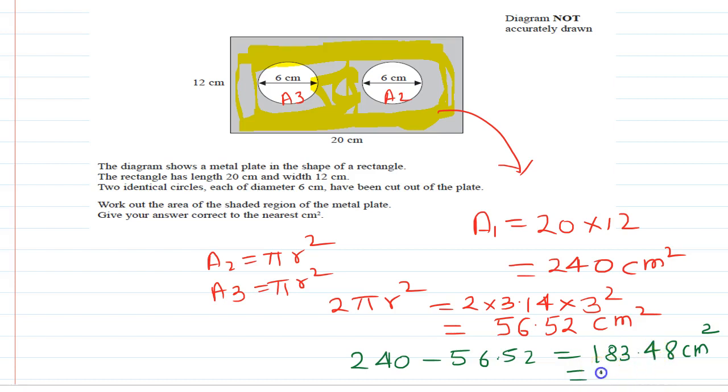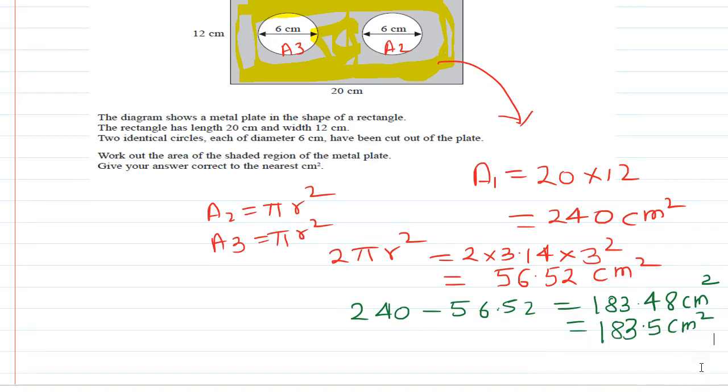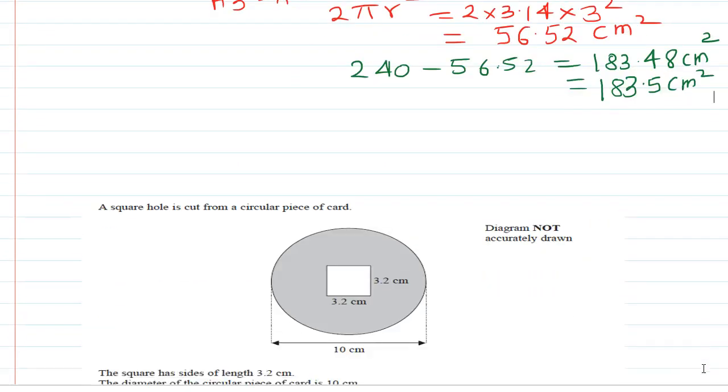183.45, so it will be 183.5 centimeter square. Okay, nice and easy. So 183.5 centimeter square. Let's see another question.